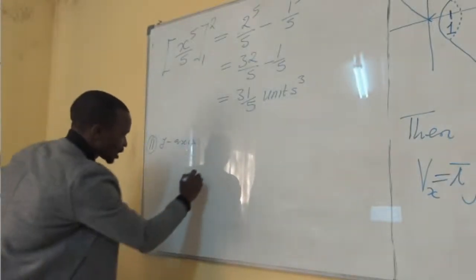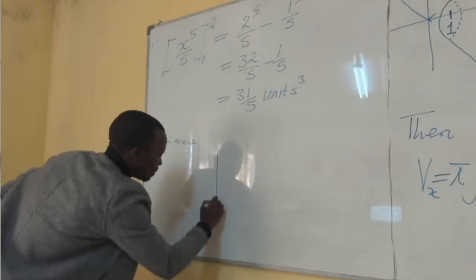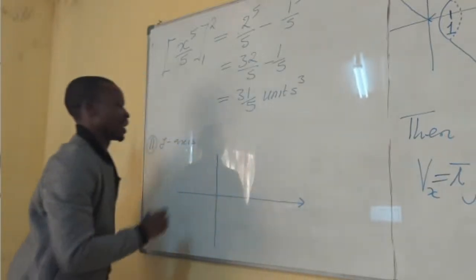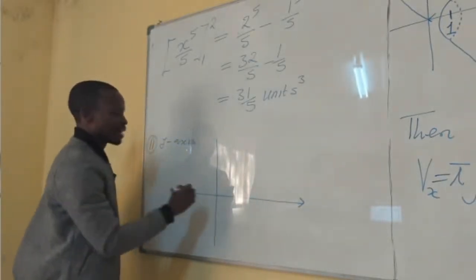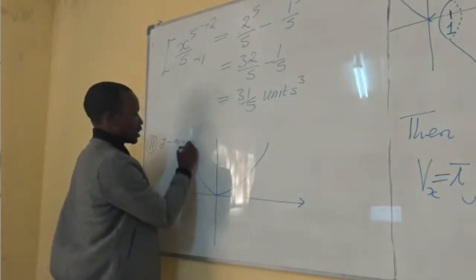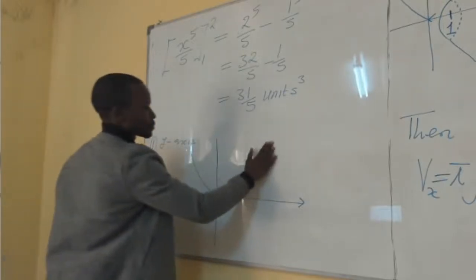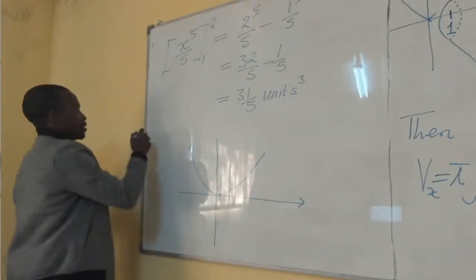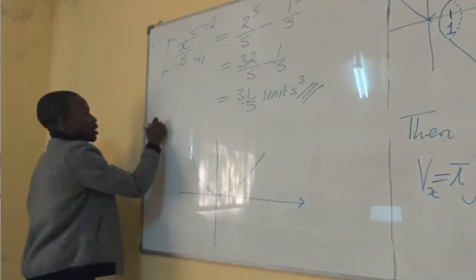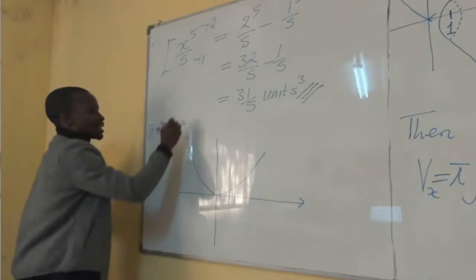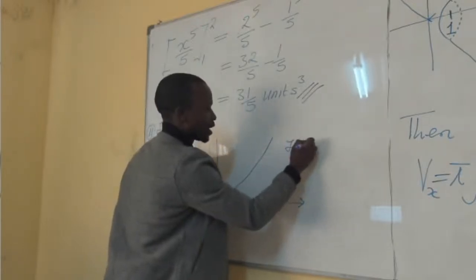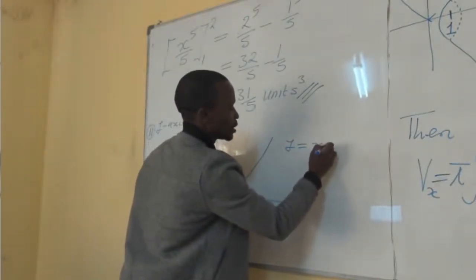Again, I will sketch it again. So we have the x-y plane, and the graph of this curve goes like that, and then it goes like that. So this other one is number 2, with respect to the y-axis. So this is our curve. This curve is the curve y equal to x squared.